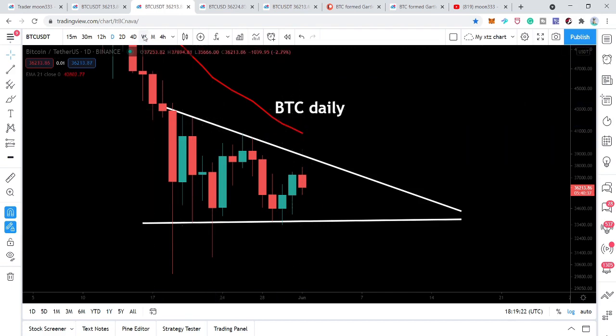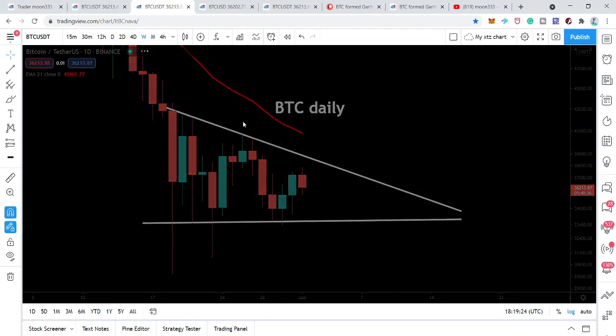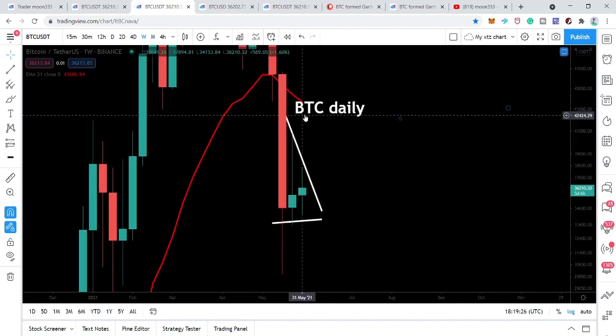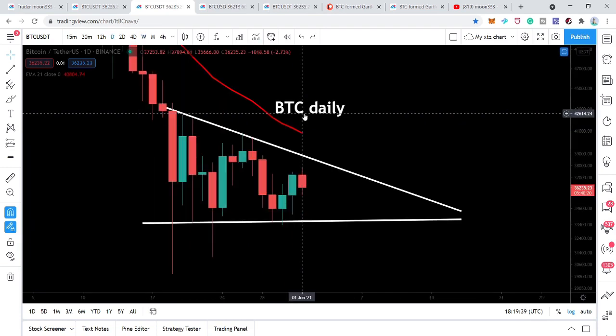And now I'm just going to switch to the weekly time frame chart, and at the same time we can see that we have the EMA 21 weekly at approximately $43,600, and the price action can also break out the weekly EMA 21 as well.